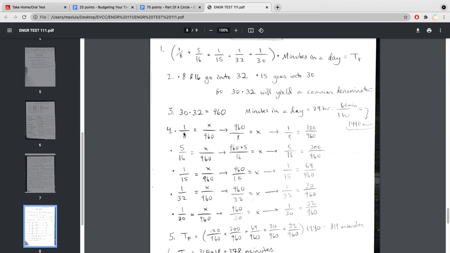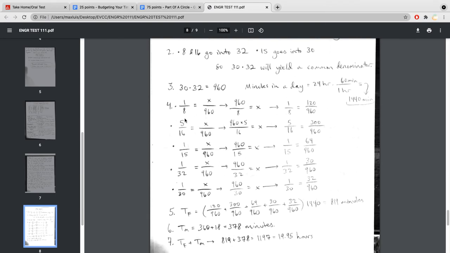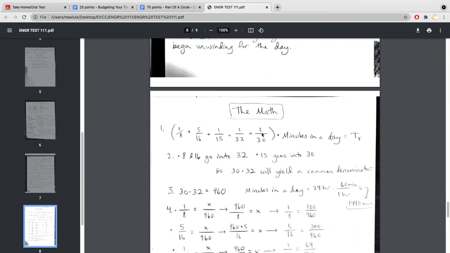So we have to convert this to another fraction where 960 is the denominator, so we need to find the numerator for this. So we just use algebra, and we multiply 960 over here, multiply x by 8, divide 8 on both sides to cancel out the 8 over here, and we get that x is equal to 960 over 8, so x is equal to 120. So we put it back over here, and we have 1/8 is equal to 120 over 960, and we're just going to continue to do this with all the fractions that we put into this formula.